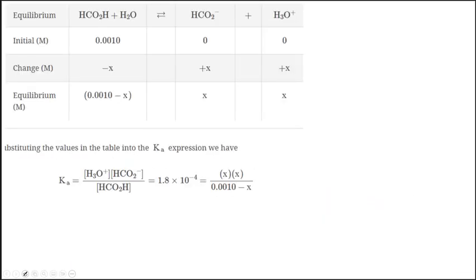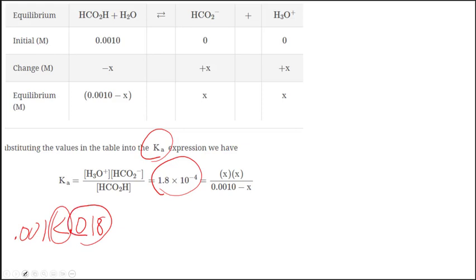Here's the ice table setting up our Ka expression. But we might have run into a little hiccup here, because if I took 100 and times it by my Ka, I would get 0.018. Now my initial concentration of 0.001 is not greater than the 100 times my Ka, so I can't drop that minus x. So we're going to need to do this completely.